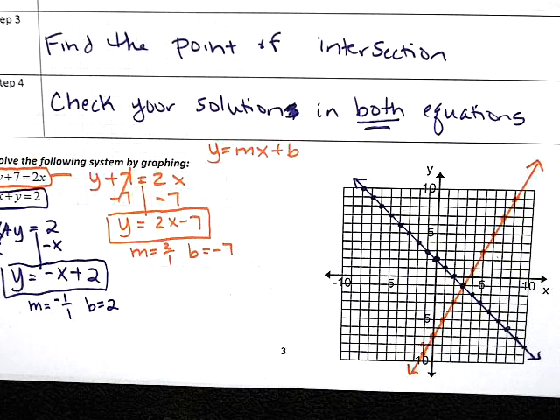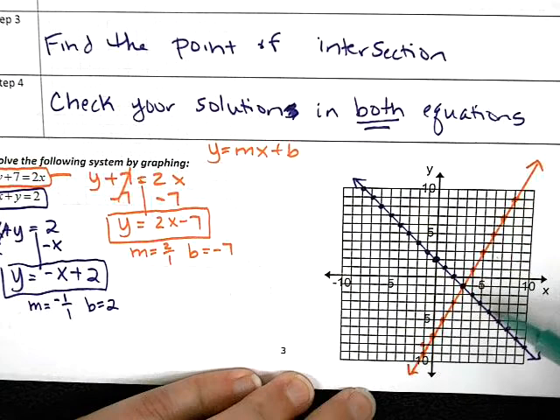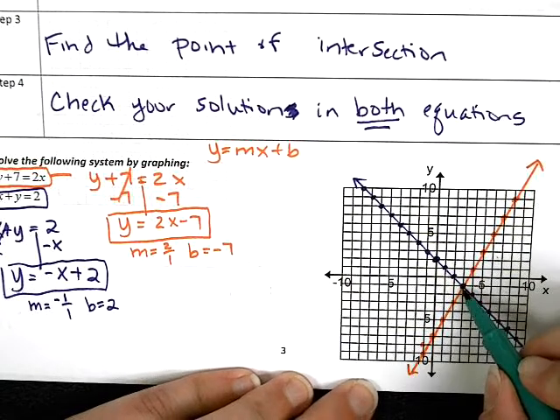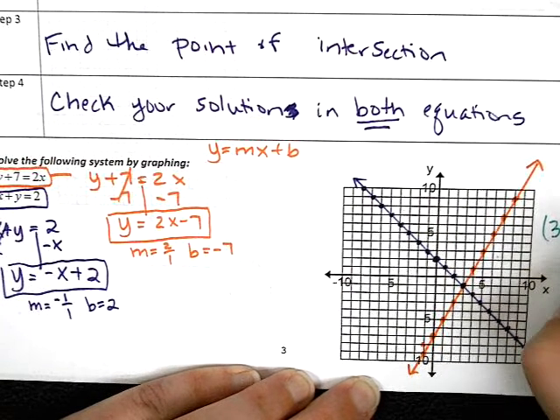And we look out, we can see that point of intersection. So step 3, finding that point of intersection, we just need to see, where do the purple and the orange cross? They cross right here. So let's see what point that is. I went 3 to the right and I went down 1. That's going to be the point 3, negative 1.